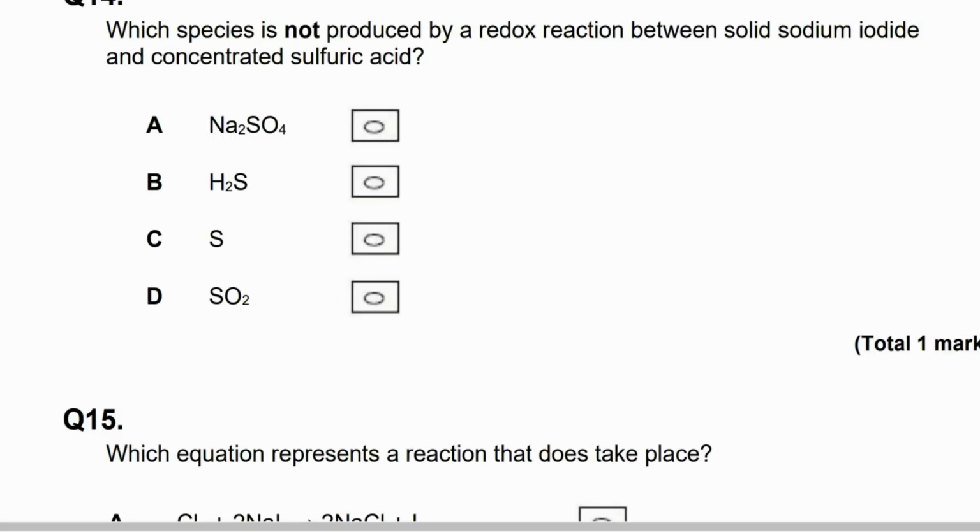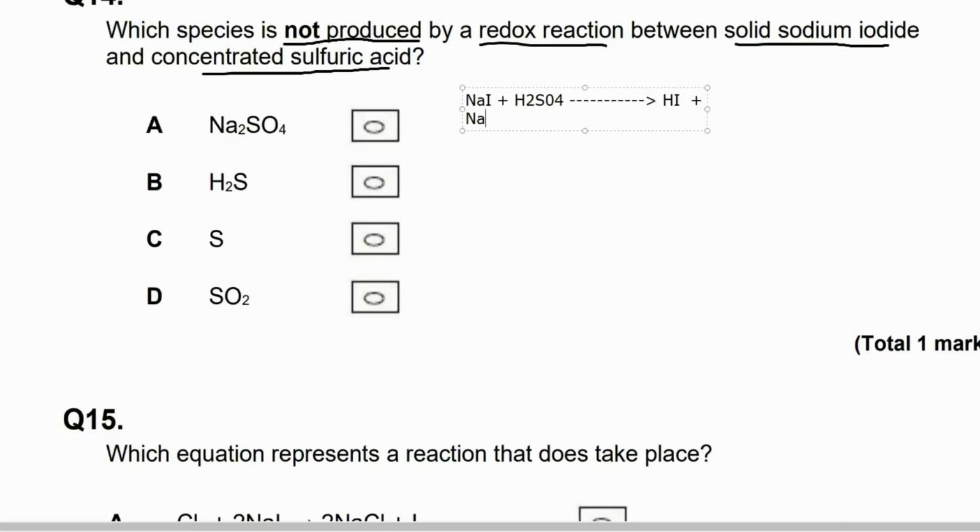Okay, which species is not produced by a redox reaction between solid sodium iodide and concentrated sulfuric acid? So again, here we need to know these reactions off by heart. You need to know the reactions of the different sodium halides with sulfuric acid. So it's the same as saying how do iodide ions react with sulfuric acid? In AQA, we put them in the form of sodium iodide, sodium chloride, sodium bromide, etc. So you need to know this. Iodide ions are the best reducing agent out of the chloride, bromide, and iodide ions. Iodide ions can reduce the sulfur in the sulfuric acid the furthest.